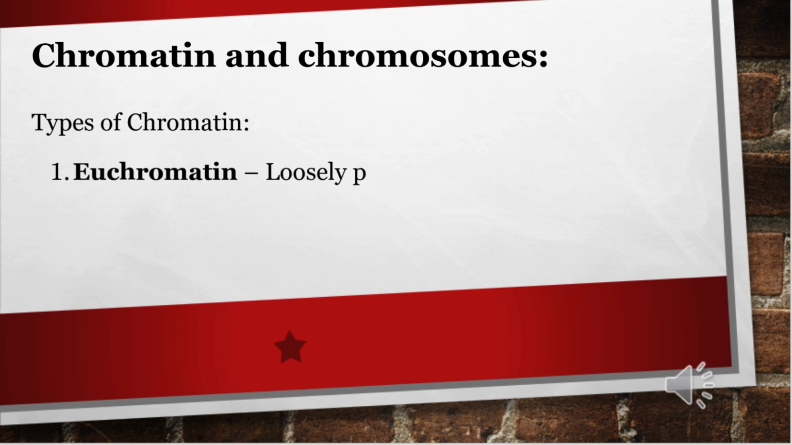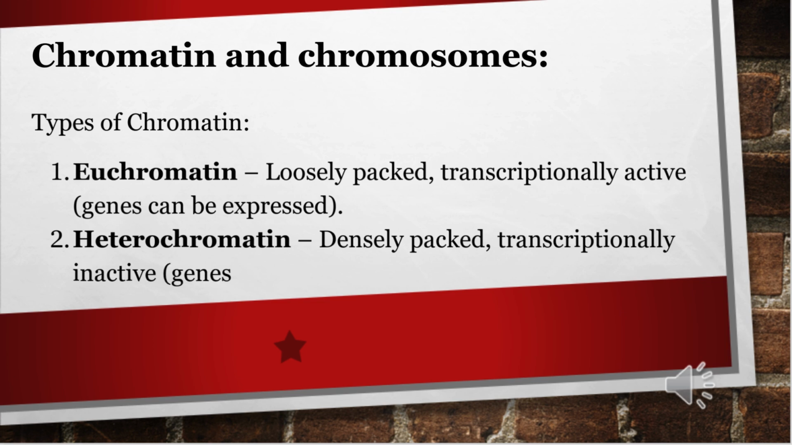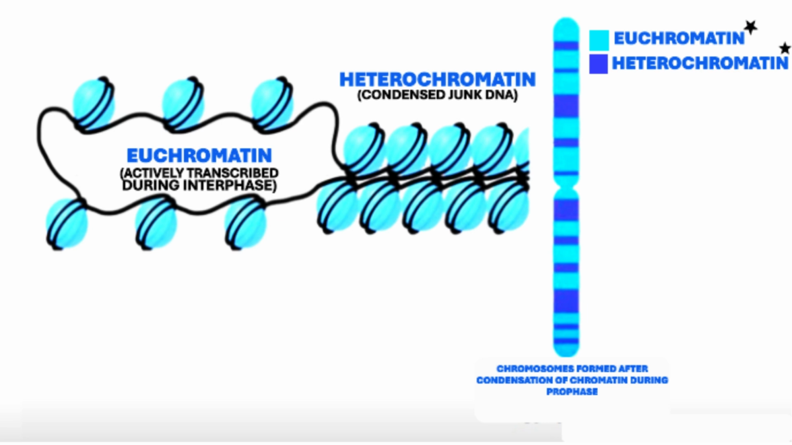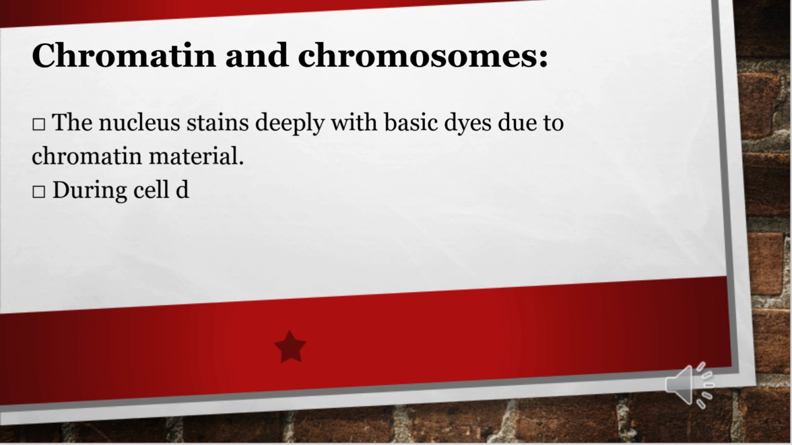Euchromatin is loosely packed and transcriptionally active. This means genes can be expressed. On the other hand, heterochromatin is densely packed and transcriptionally inactive, meaning genes are silenced. In simple terms, euchromatin is like an open book, easy to read, while heterochromatin is tightly shut, keeping its contents hidden. The nucleus is deeply stained with basic dyes because of the presence of chromatin material.